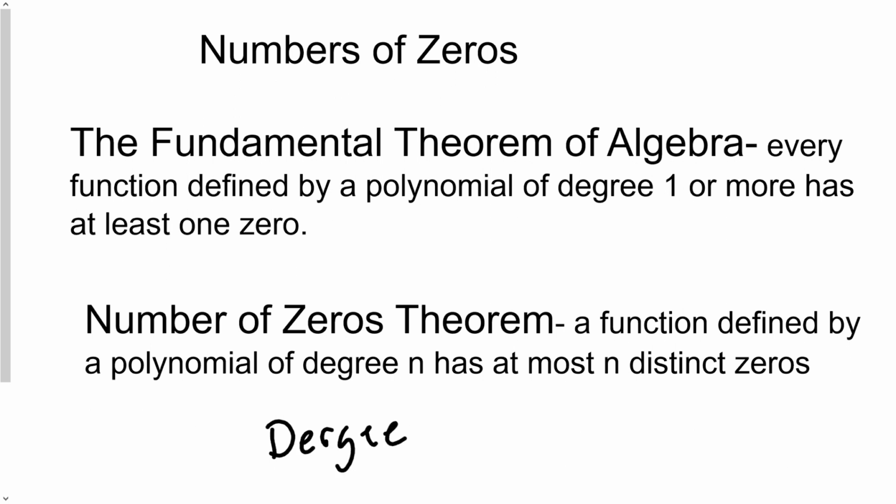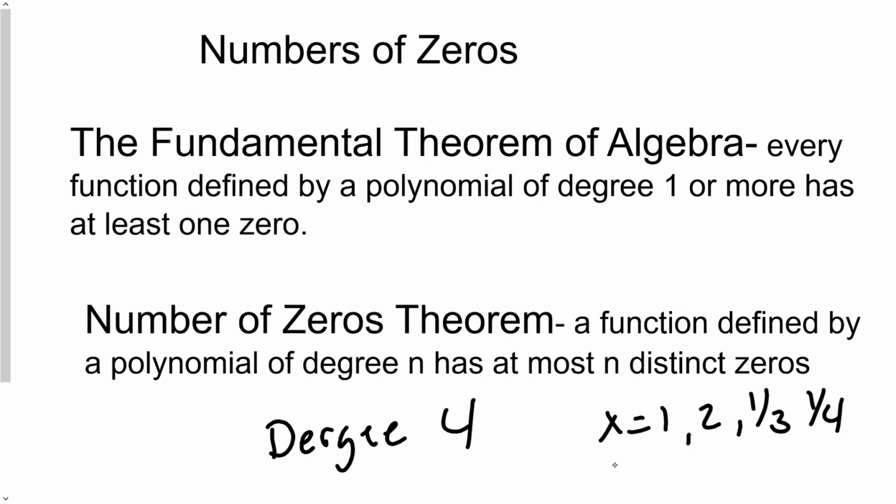So we have the fundamental theorem of algebra that says every polynomial of degree 1 or more has at least one zero. And then the numbers of zeros theorem says that as long as we have a degree of any size, that's why it says degree n, then we have at most n distinct zeros. So what that means is if we have a degree of 4, they could all 4 be distinct, right? The zeros could be x equals 1, 2, 1/3, and say 1/4 or something like that.